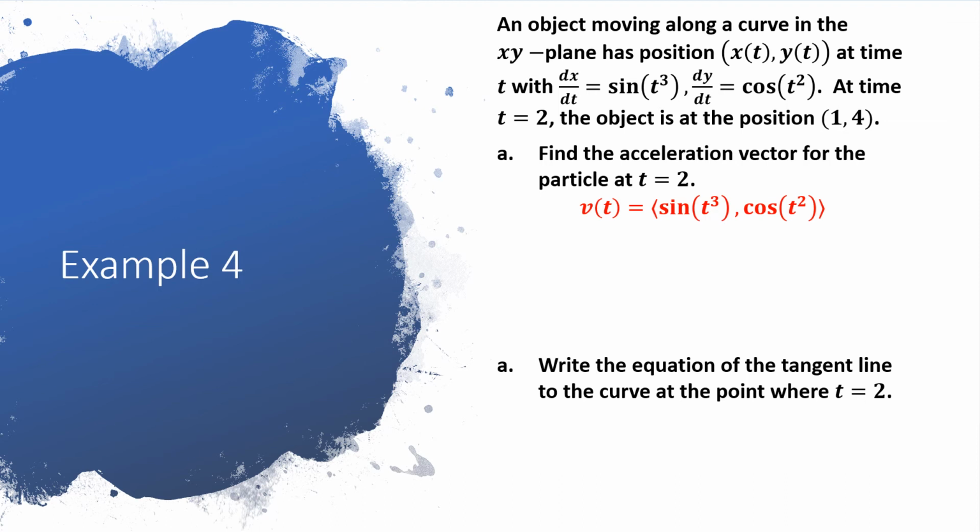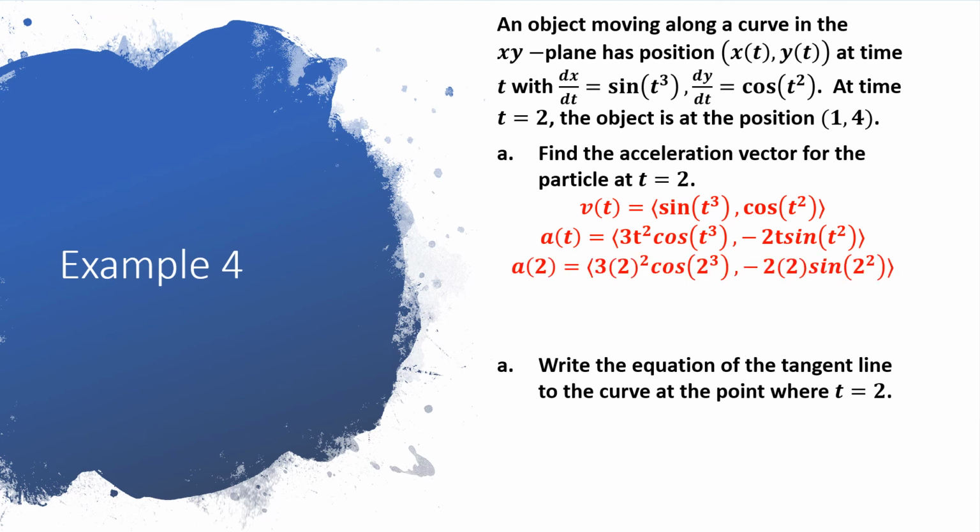And so because they gave us dx/dt and dy/dt, I know the velocity is sine of t cubed, cosine of t squared. If I want the acceleration, I need to take the derivative of that, making sure to use the chain rule. So I get 3t squared cosine of t cubed, and negative 2t sine of t squared. And then I want that at 2, so I plug in 2 everywhere, and I get that a(2) is negative 1.467 and 3.027, obviously using a calculator.